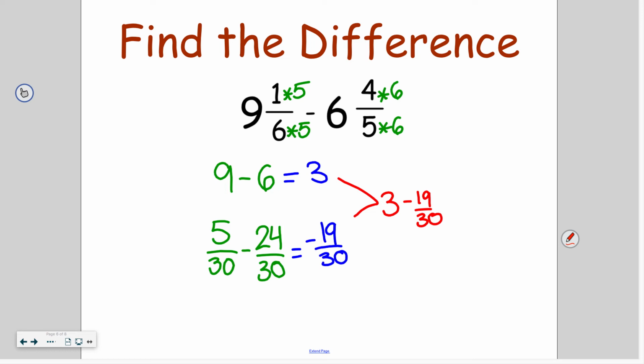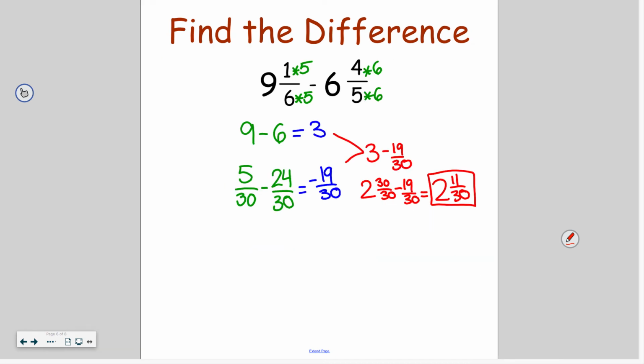When we put those together, we can split that 3 up into 2 and 30 over 30, giving us a whole number, or a 1, and subtract that 19 over 30 then to give me 2 and 11 thirtieths. So that is the first way for how you can deal with this situation.